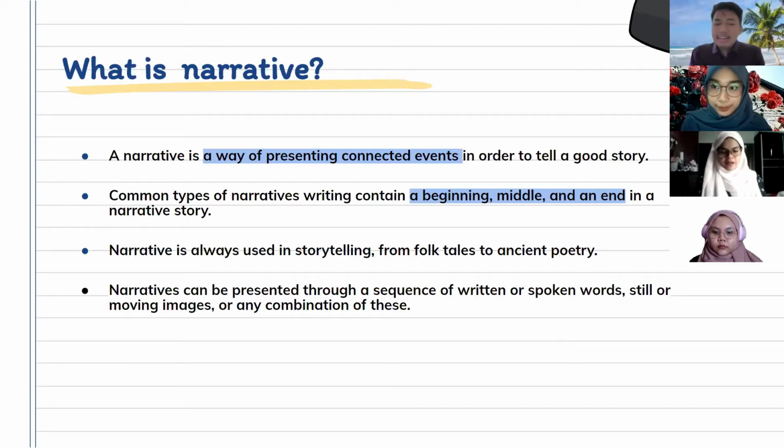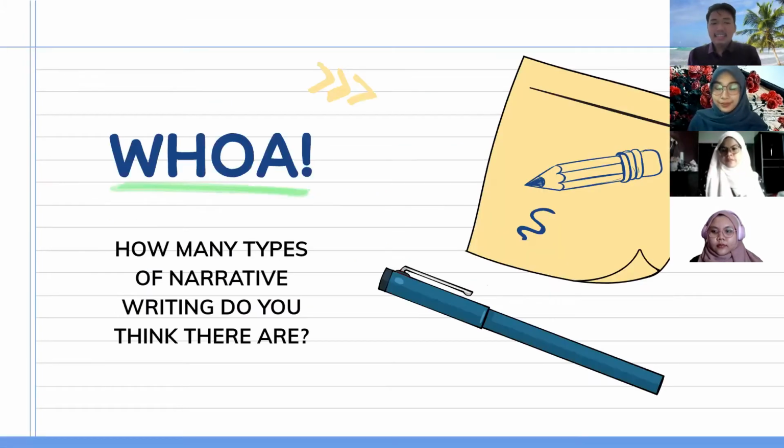So narrative is always used in storytelling, from folk tales to ancient poetry, and narrative can also be presented through a sequence of written or spoken words, still or moving images, or any combination of these. Do you understand, class? Yes, sir.